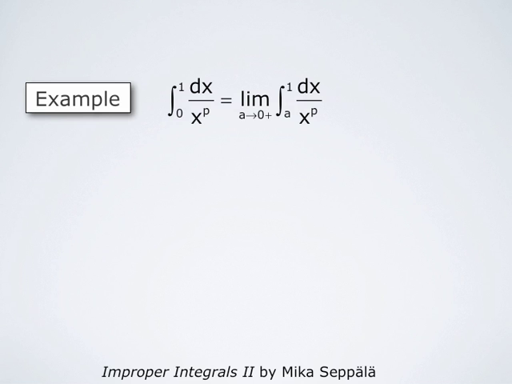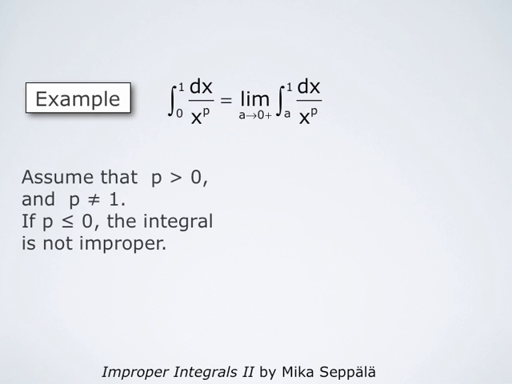The integral from 0 to 1 of dx divided by x to the power p is improper if p is positive. And in such cases, this integral must be defined as the limit as a goes to 0 through positive numbers of integrals from a to 1 of dx divided by x to the power p. So we assume that p is positive. We also assume that p is not 1, because that is a special case and can be dealt with directly. If p is not positive, then this integral is not improper and can be computed without any problems at all. So now we assume that p is positive and different from 1.